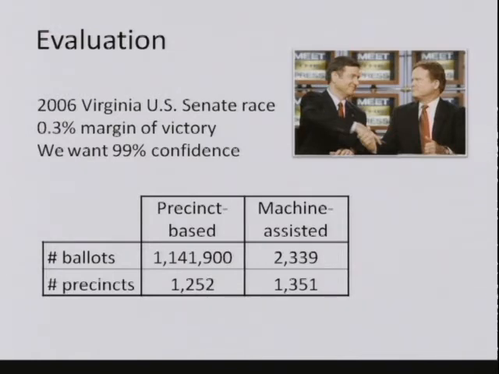All right, so if you did precinct-based scanning, you'd have to count about half the ballots, about 1.1 million, by hand in about 1,200 precincts. With machine-assisted auditing, we can get down to about 2,300 ballots that are examined by hand in about 1,300 precincts, so about 1.7 or 1.8 ballots per precinct examined by hand with the same level of confidence.